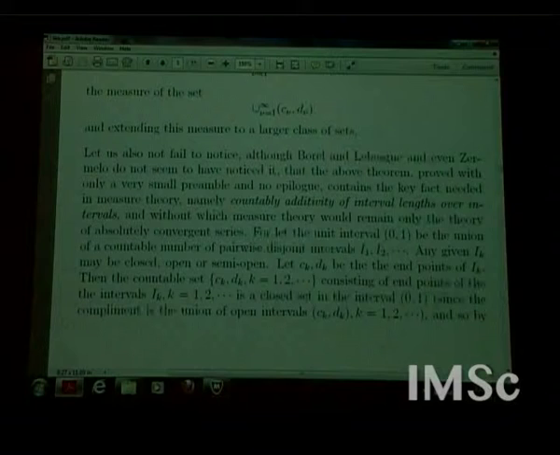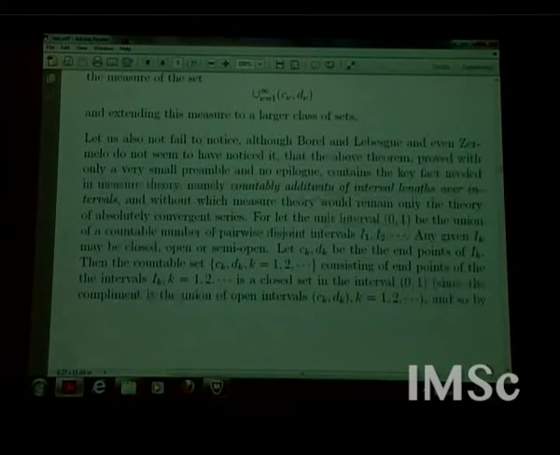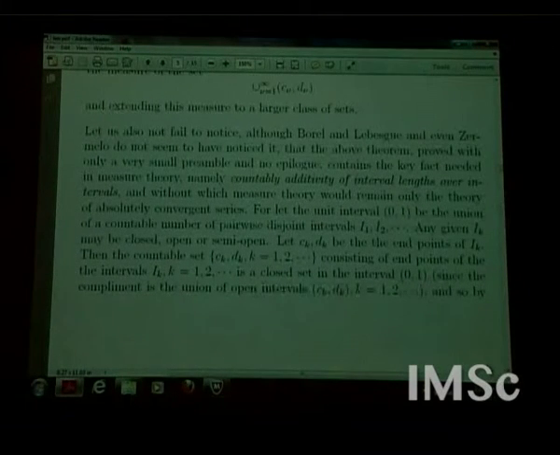Let us also not fail to notice, although Borel, Lebesgue, and even Zermelo do not seem to have noticed it, that the above theorem, proved with a very small preamble and no epilogue, contains the key fact needed in measure theory, namely countable additivity of interval lengths over intervals. And then I give the reason which I already gave just now.